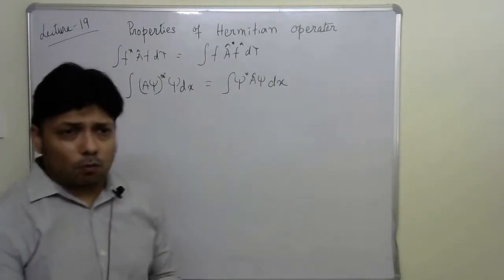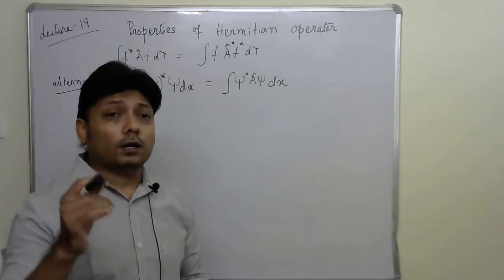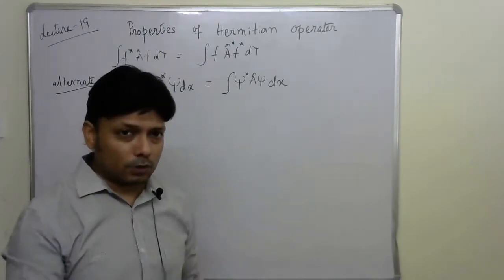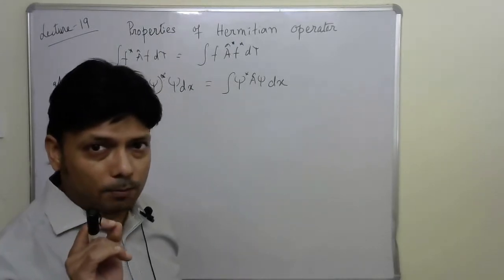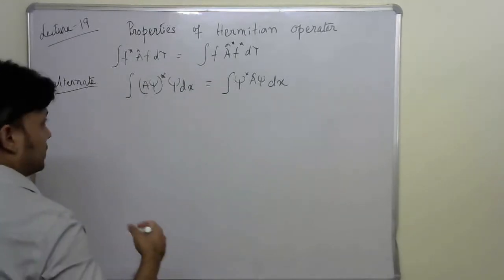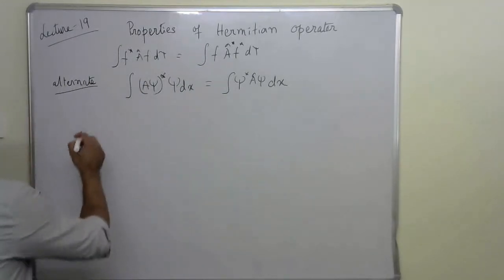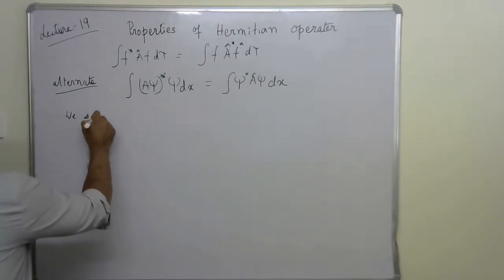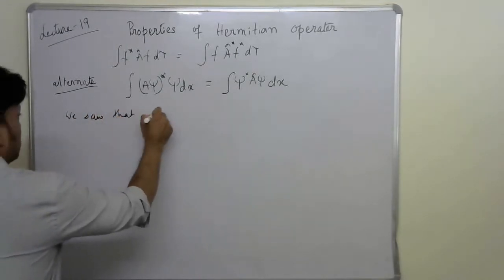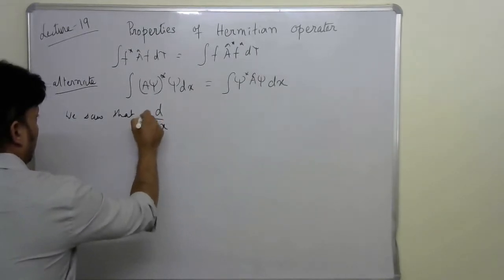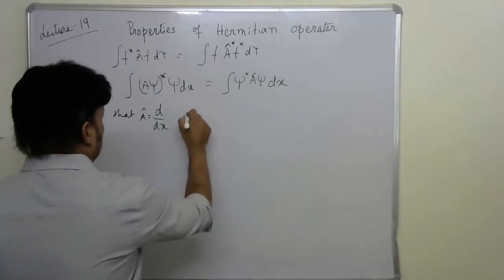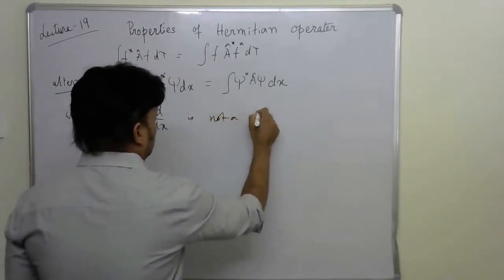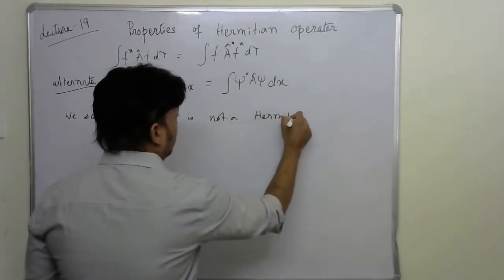So now remember what we have been doing last time. We have been doing some practicing, right? As a practice exercise, we saw that the operator A cap is ddx, is not a Hermitian operator, definitely.